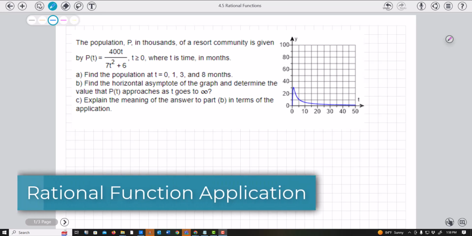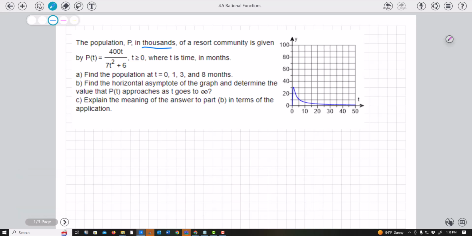Okay, we're looking at the population P in thousands of a resort community given by this function, where t is time in months. It says find the population at t equals 0, 1, 3, and 8. It's probably easy to see that P of 0 would be 0, but what we're doing is taking the function they give us, and everywhere we see t, we plug in 0. Then we would do the same thing for 1, 3, and 8.